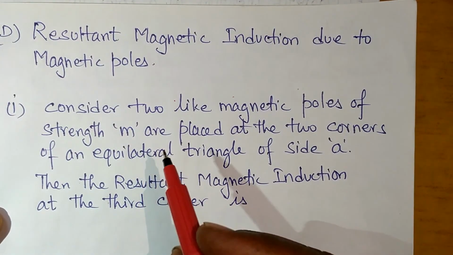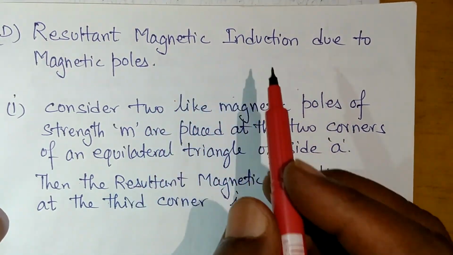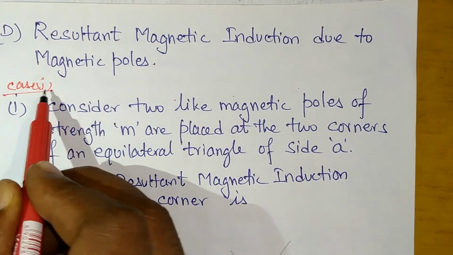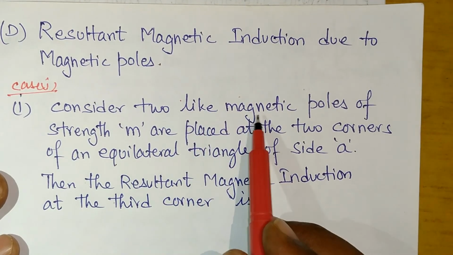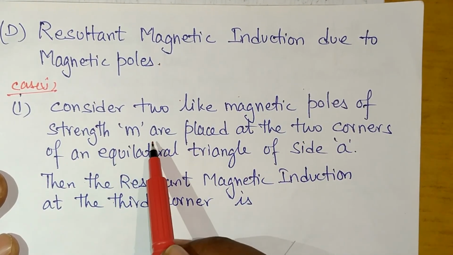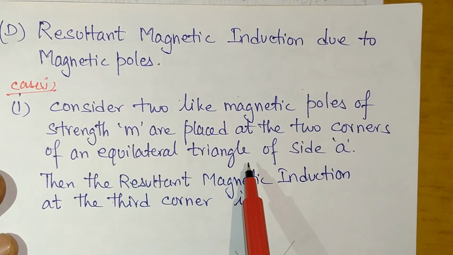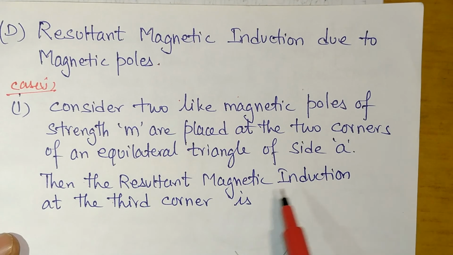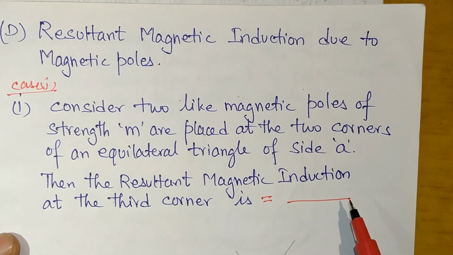Now, let us find the resultant magnetic induction due to magnetic poles. Case 1. What is the condition given? Consider two like magnetic poles of strength M placed at the two corners of an equilateral triangle of side A. Then what is the resultant magnetic induction at the third corner?